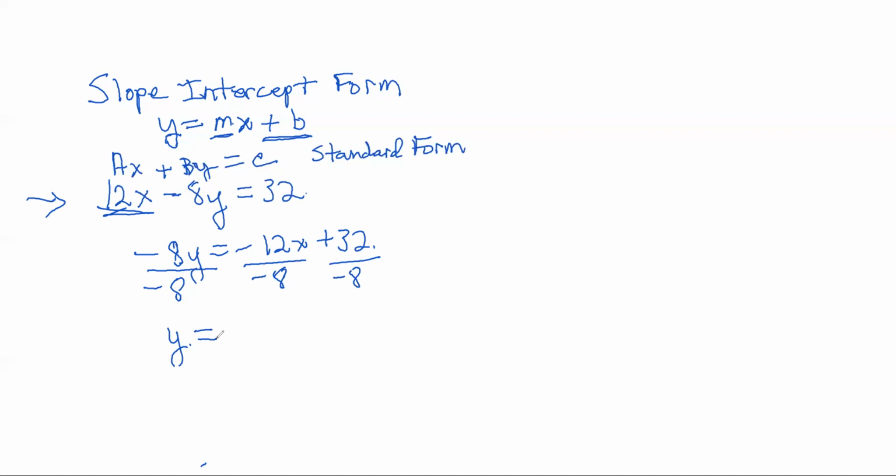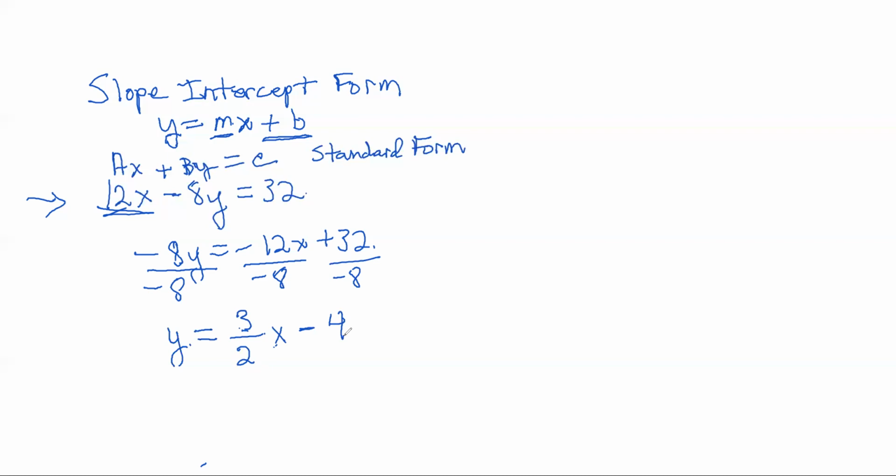Now 12 divided by 8 does not come out even, but I can reduce this. Think of it as a fraction. So I can divide each of these by 4. So 12 divided by 4 is 3, and 8 divided by 4 is 2. And now I'm going to look at the last term. First of all, positive divided by a negative is a negative. And then 32 divided by 8 is 4.